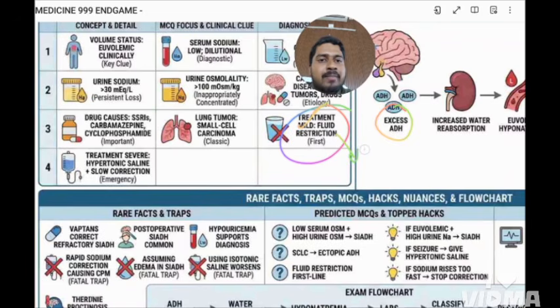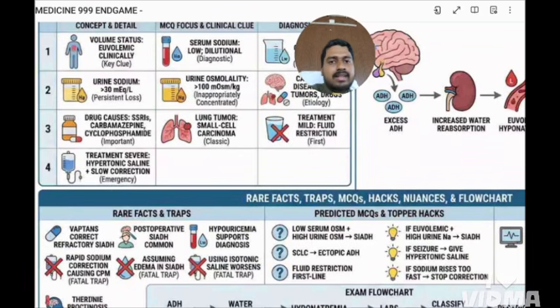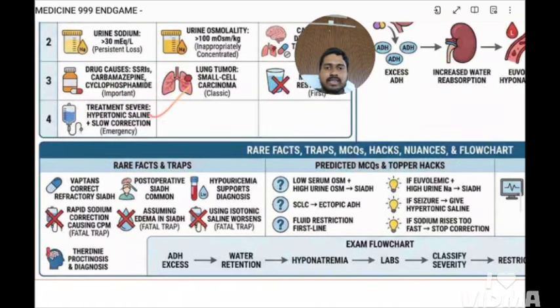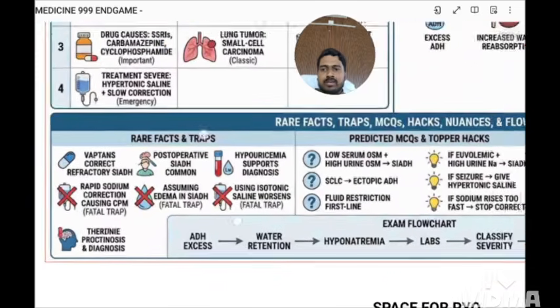We do fluid restriction, which means when we restrict fluid, the body will not try to conserve fluid, and when conservation of fluid is not there, the symptoms will decrease. The symptoms such as dilutional hyponatremia, all those will decrease. Okay, so one is fluid restriction. Second, if it is severe, then you give hypertonic saline and you do slow correction. Now how to do slow correction, we will not touch that now. We'll see that under electrolytes.